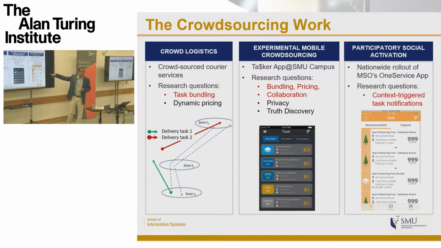So in a nutshell, and I won't cover all of these today for obvious reasons, we've been working on the crowd logistics piece with a local company on how to bundle tasks which are pickup and delivery tasks. We've been doing a lot of work on experimental mobile crowdsourcing on our campus, using our campus as a test bed to try out different crowdsourcing strategies. And we are just poised with Singapore's Municipal Services Office, basically a government arm, to launch this nationwide. This is supposed to go out in September or October. The app's all laid out. This will be thousands of regular citizens doing tasks across the city. And so we want to see how successful our mechanisms are in the real world.